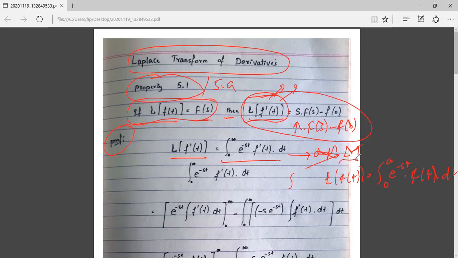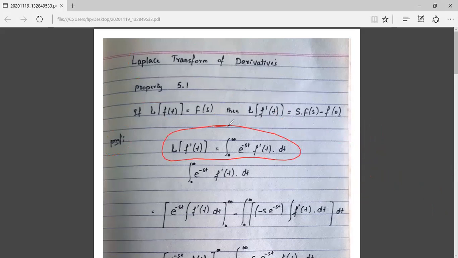So in place of f of t we have f dash of t. That is why instead of f of t, we will write f dash of t. Simply, Laplace transformation of f dash of t is equal to integration over 0 to infinity e to the power minus st f dash of t into dt. Okay, so this is our equation given by definition. Let us write this integral separately.